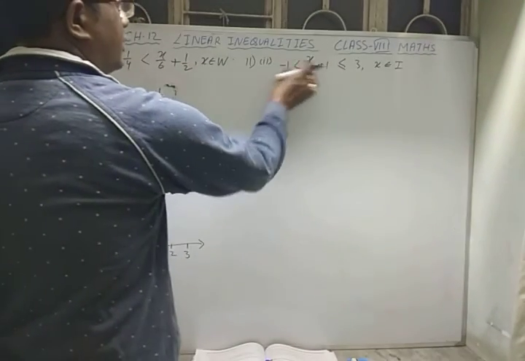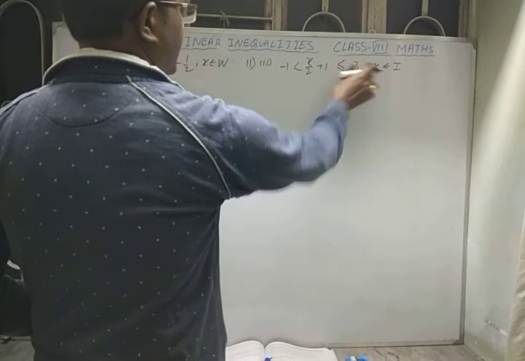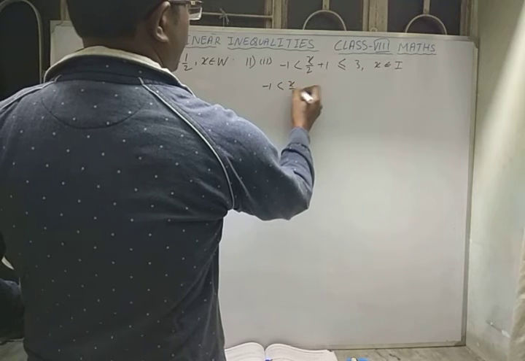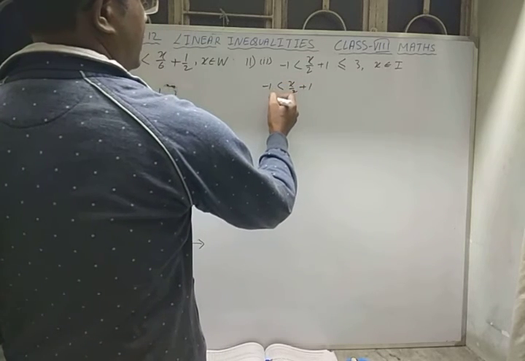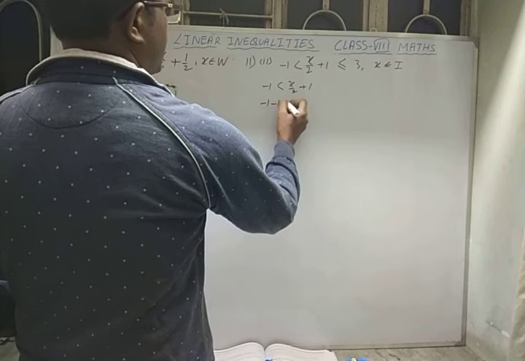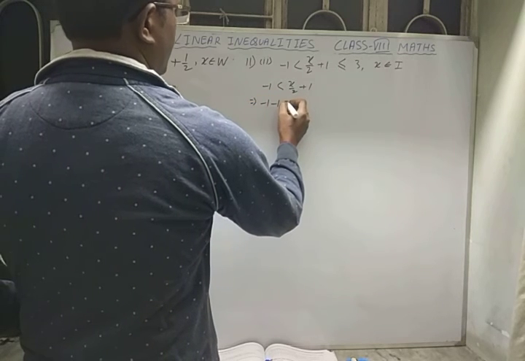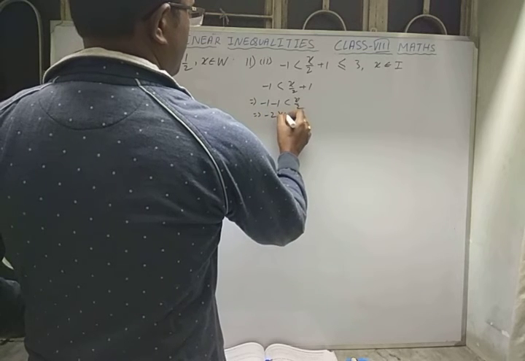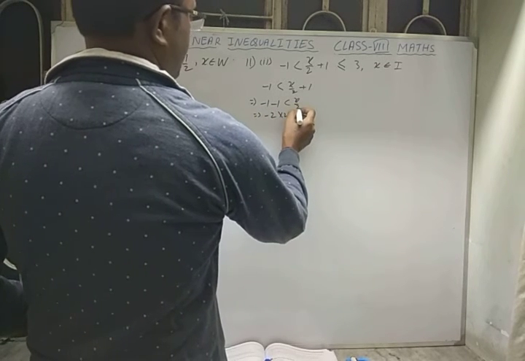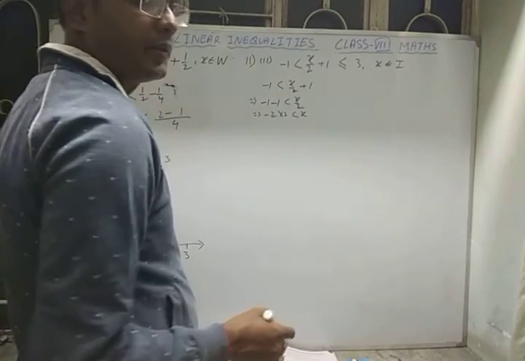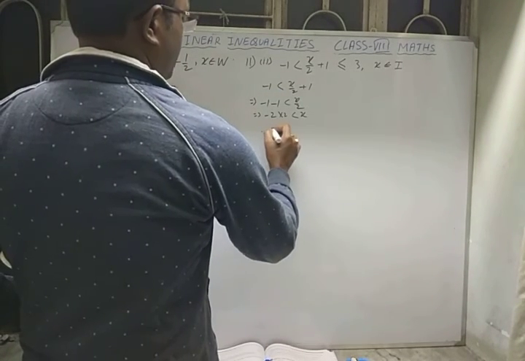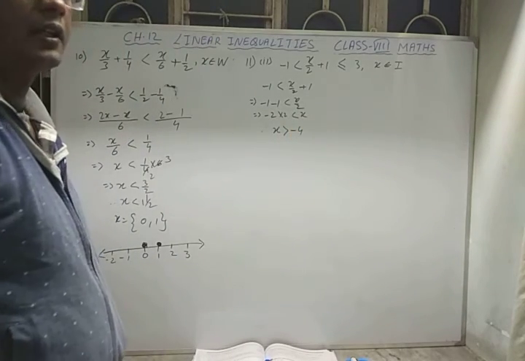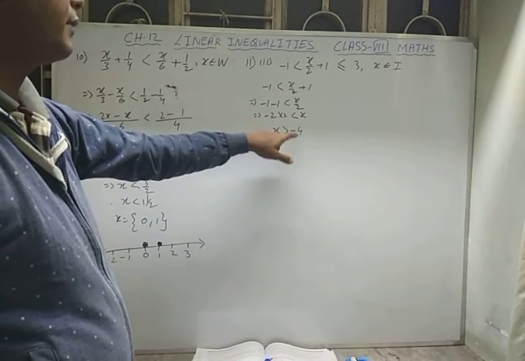First of all, you take the middle term to the right hand side. So first of all write -1 less than x by 2 plus 1. Now you take plus 1 to the left hand side, it will become -1 less than x by 2. So it will be -2 less than x by 2. The 2, being in division, when it goes to the left hand side, it will become multiplied. So therefore x will be greater than -4, because -2 into 2 is -4.